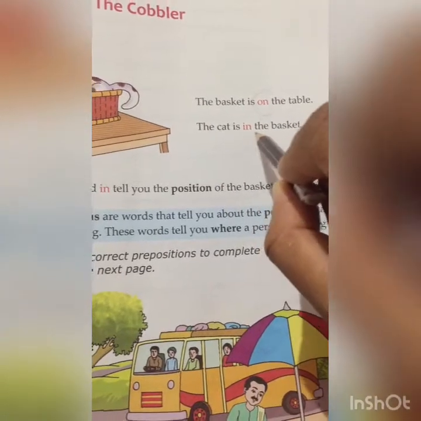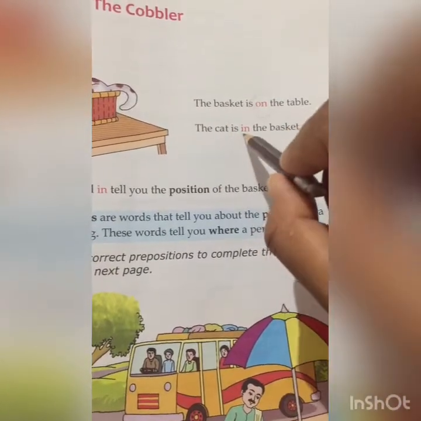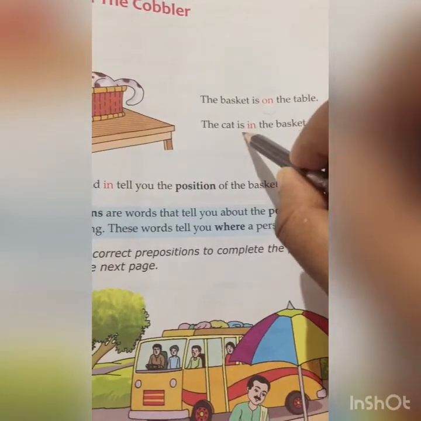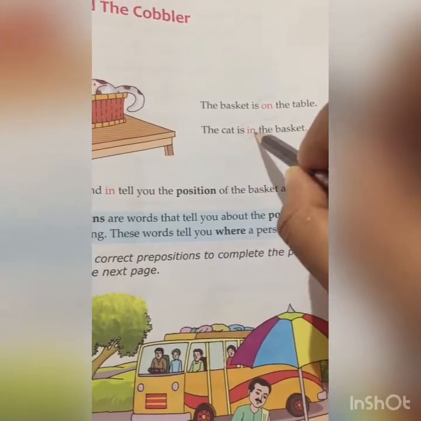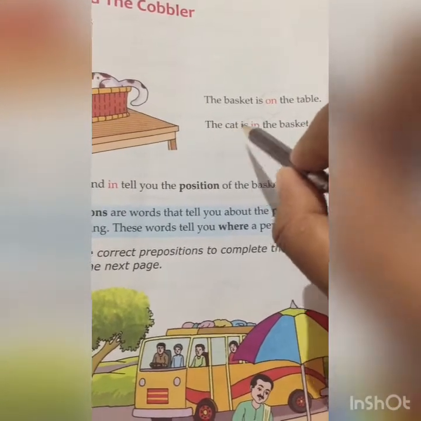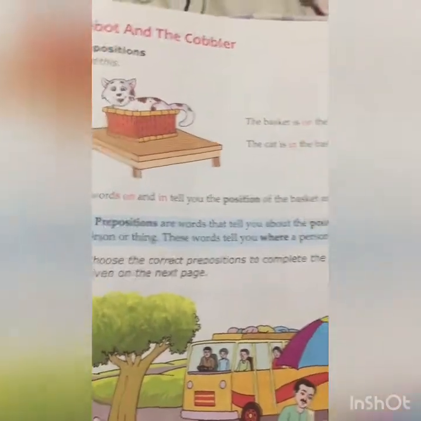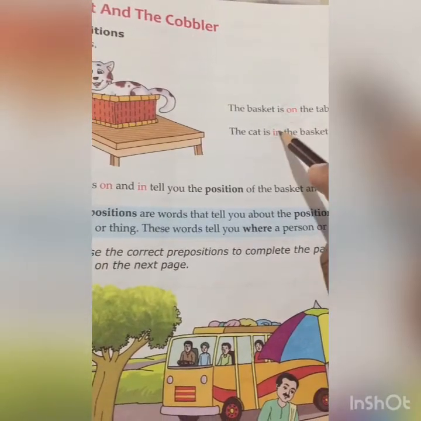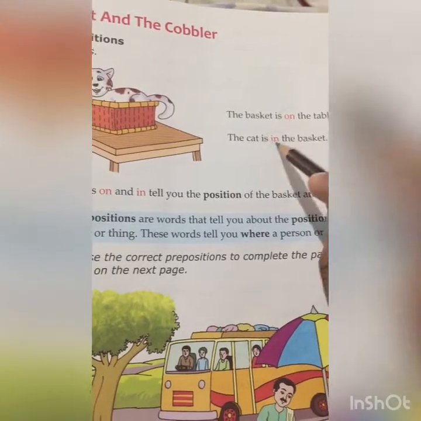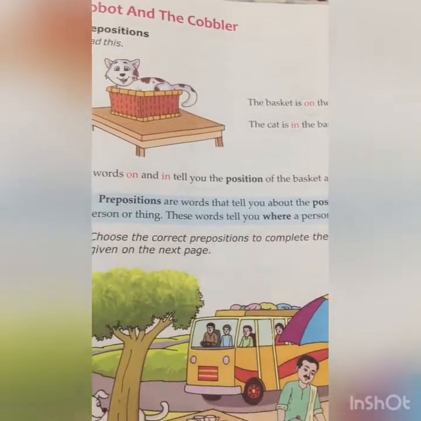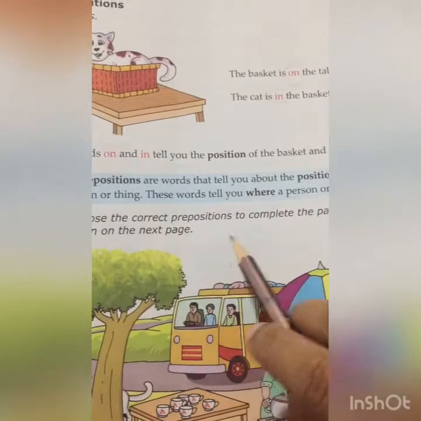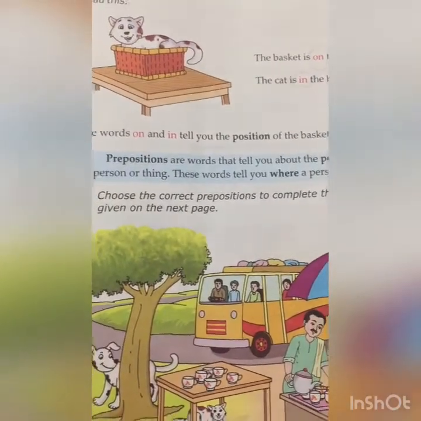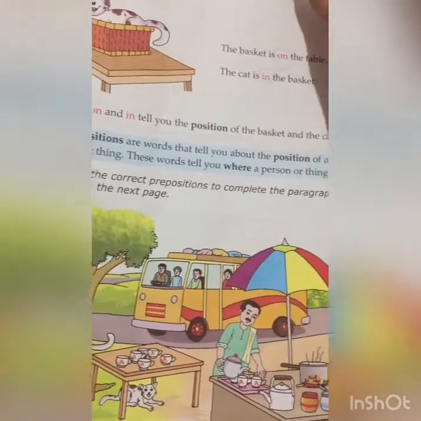Here the cat is in the basket. Where is the cat? The cat is in the basket. So the word in tells us where the cat is, or the position of the cat. So words like on and in are called prepositions. Okay. Choose the correct prepositions to complete the paragraph given on the next page. Okay, take page number 54.